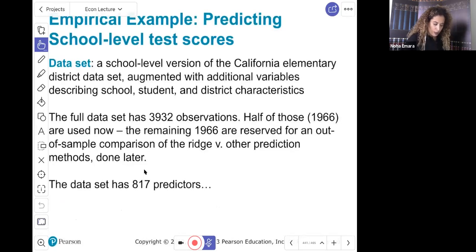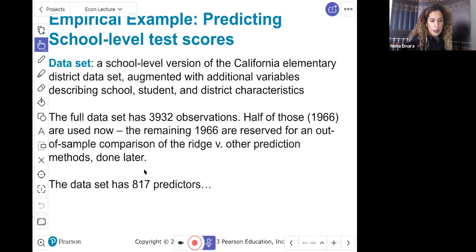So let's say I have a data set on school level test scores, and we're talking about big data. So let's say I have 3,932 observations, and this is from an actual data set on California Elementary District school data. And if I'm using 50% of the data to predict the other 50%, then you split this 3,932 into two groups, use the 1,966 to predict the other 1,966. So this is like half-half splitting.